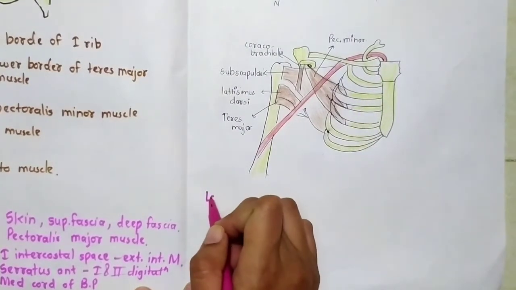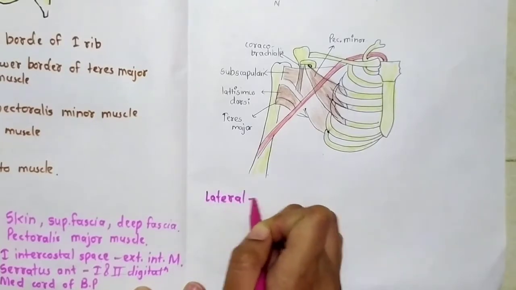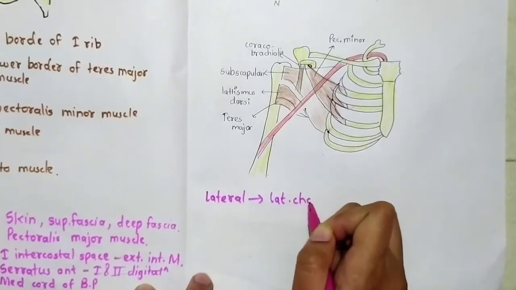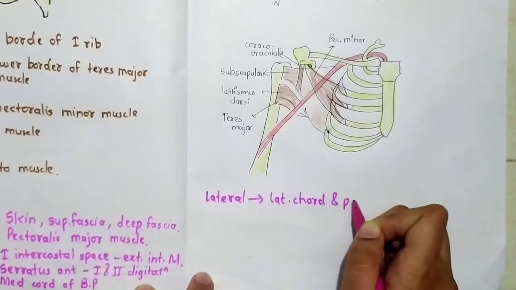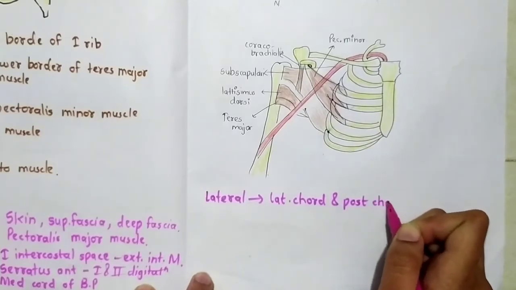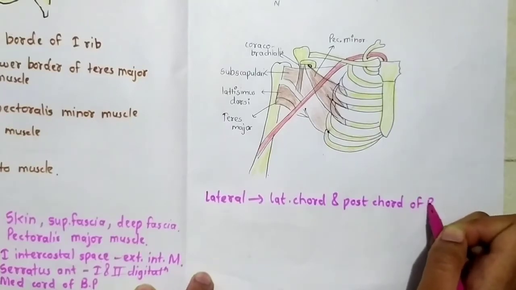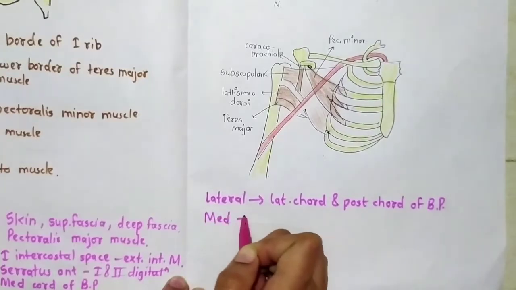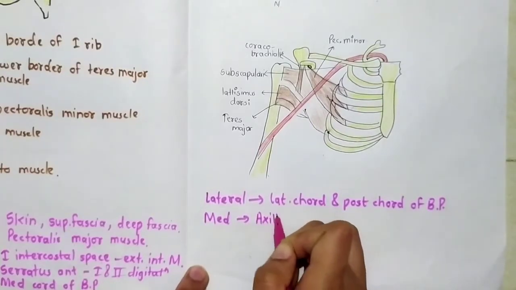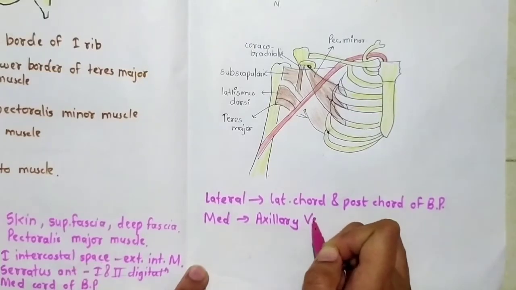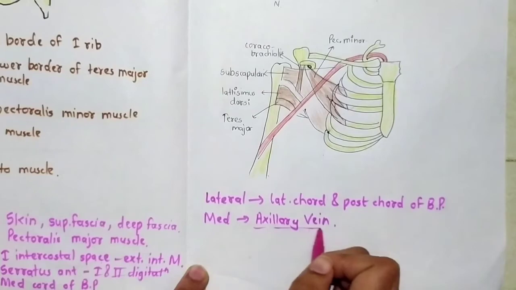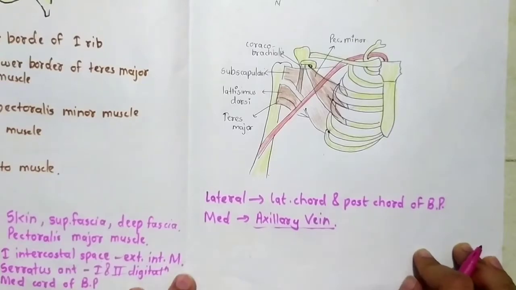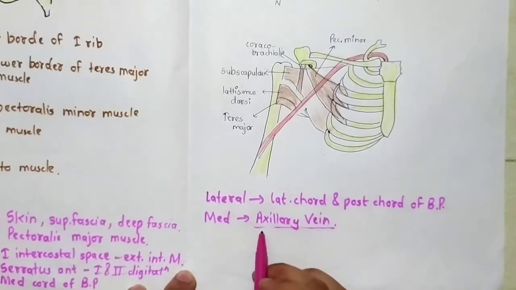Now in the lateral relation there is the lateral cord and posterior cord of the brachial plexus. And on the medial side there is the axillary vein, which is common in all three parts of the artery. This axillary vein is running along with this artery, so in the medial relation there is the axillary vein.